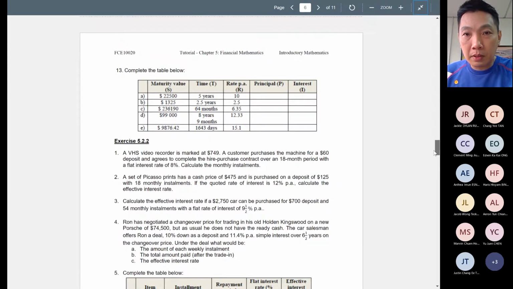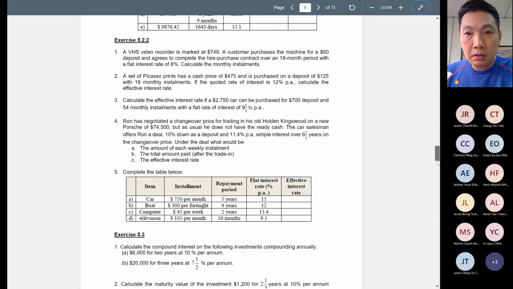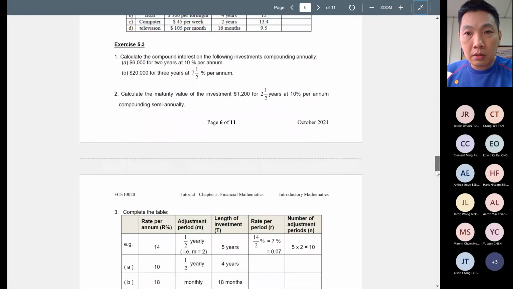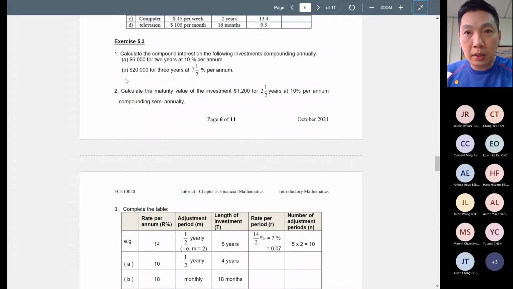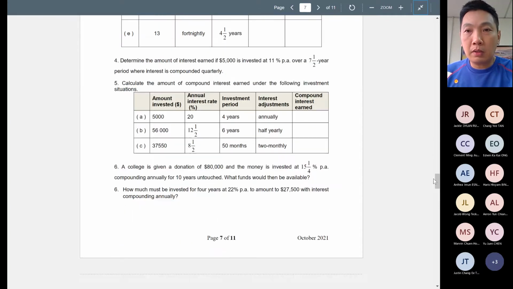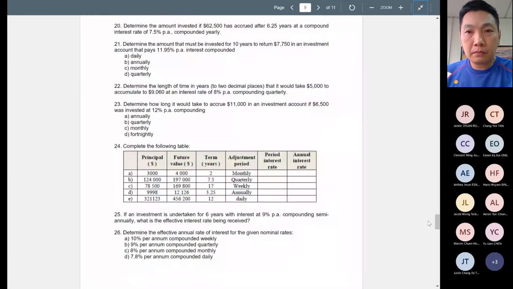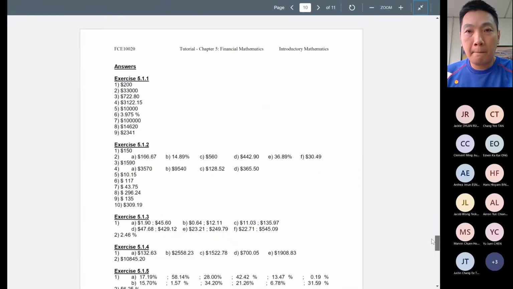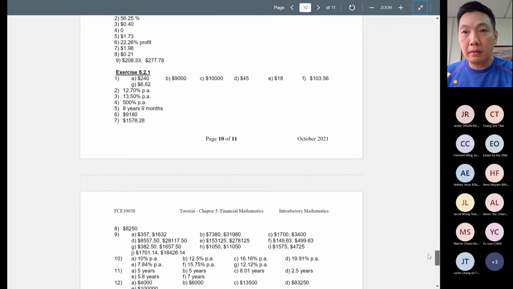This one can skip. Okay. This one can skip also. Okay, just do the case study ones. I want you to know how to interpret the question and identify the important information in order to solve the financial mathematics question. This table one can skip. The answers are already given at the back. All right.